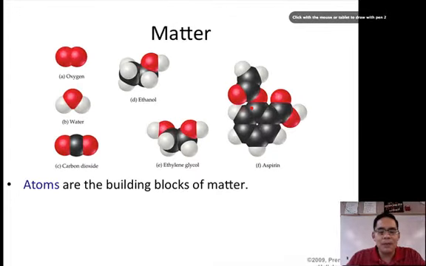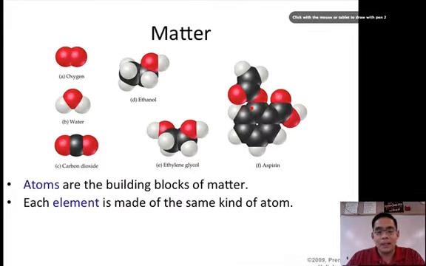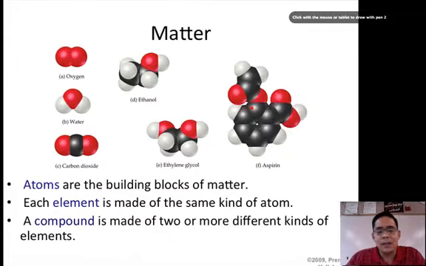And so atoms are the building blocks of matter. And we use atoms to actually build whatever we want to build. Each element is made of the same kind of atom. And a compound, by definition, is made of two or more different kinds of atoms. So, of course, as long as you have a pure substance considered an element, I mean, as long as you have two of the same atoms or one atom, it's considered the same element. Compounds, of course, are basically all the rest of these in this picture.